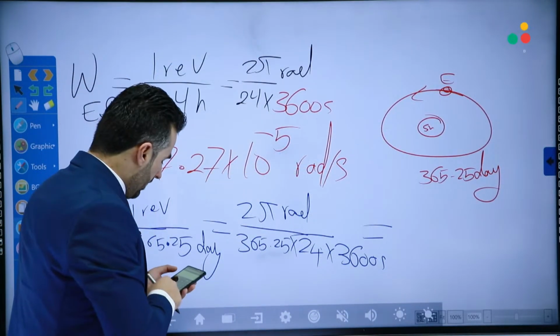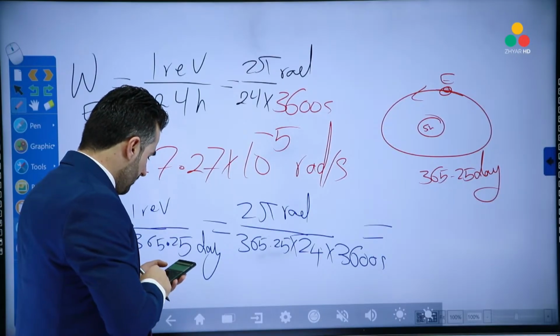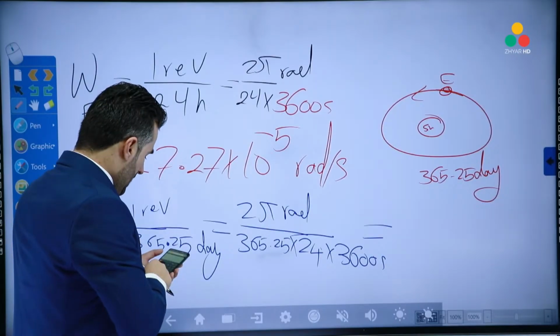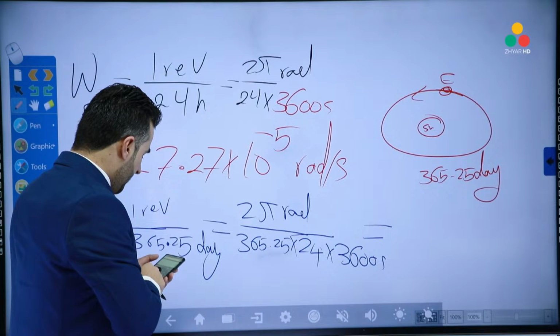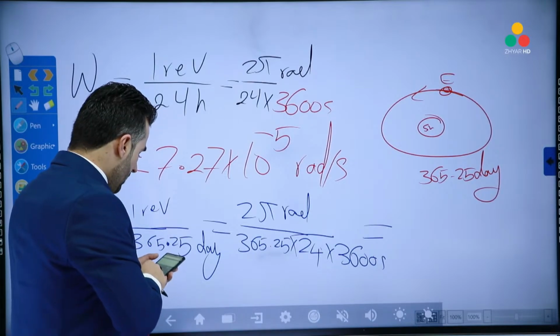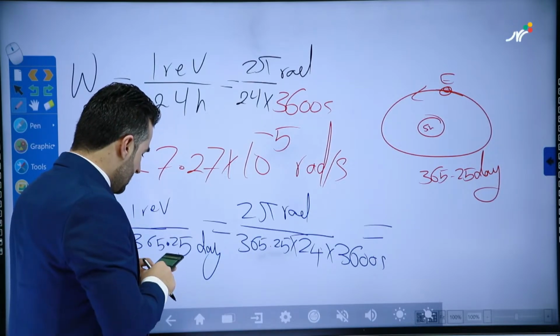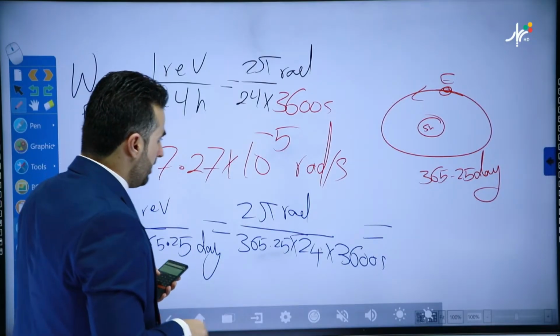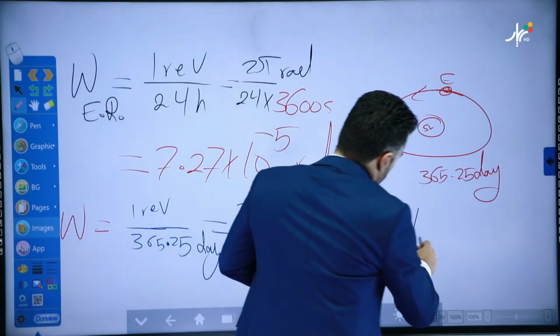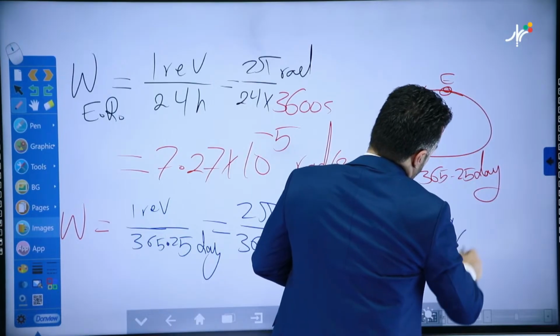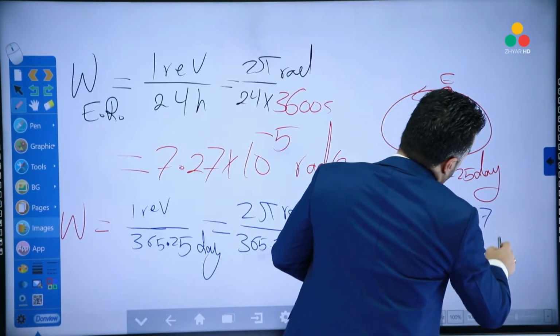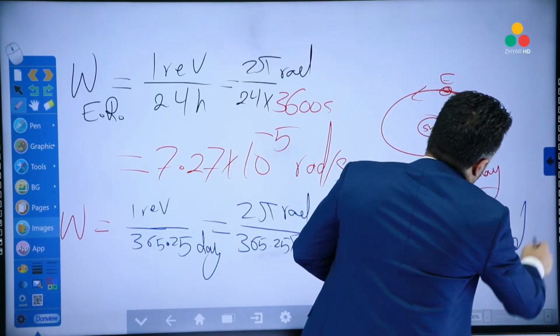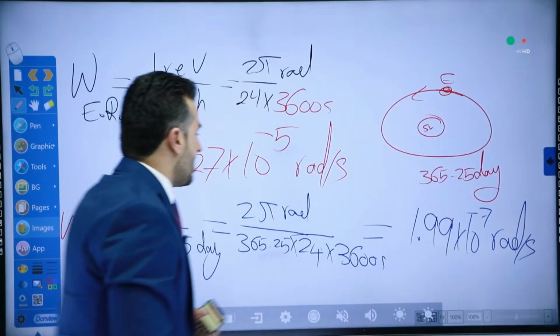Now, you can calculate this, all right, and the answer is going to be, I forgot my calculator, but still 2 pi divided by 365.25 times 24 times 3,600 seconds. And of course, the answer is going to be 1.99 times 10 to the power negative 7. Negative 7 what? Radian per second.